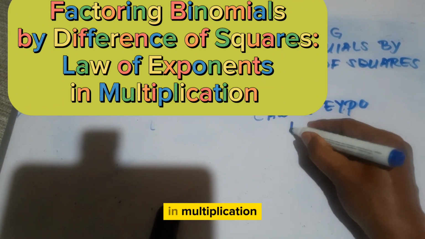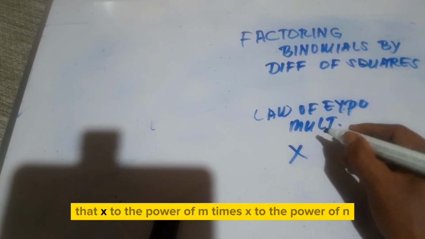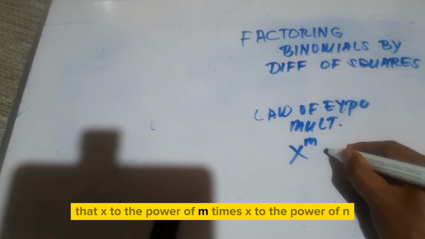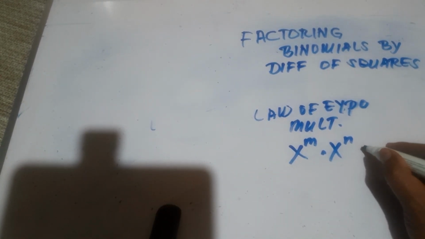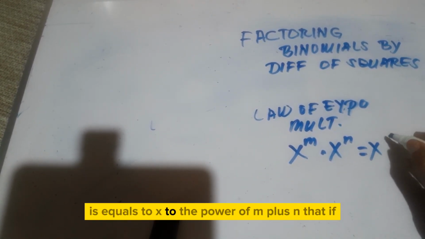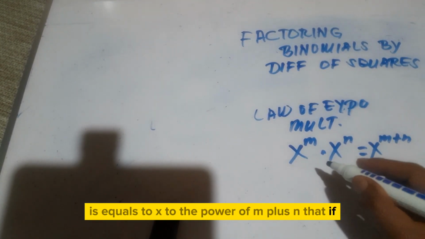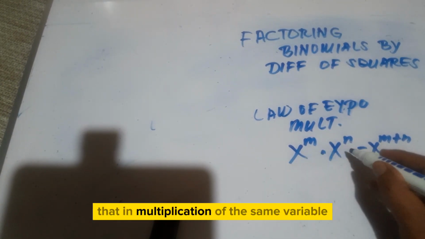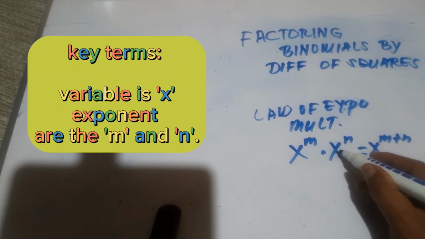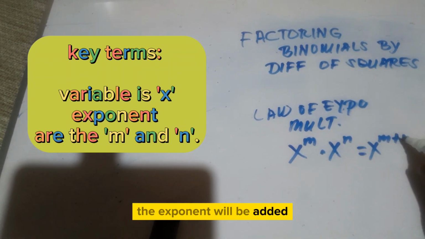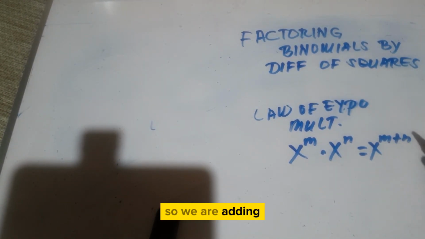Law of exponents in multiplication: x to the power of m times x to the power of n is equal to x to the power of m plus n. That is, in multiplication of the same variable, the exponents will be added. Our exponents here are m and n, so we are adding.